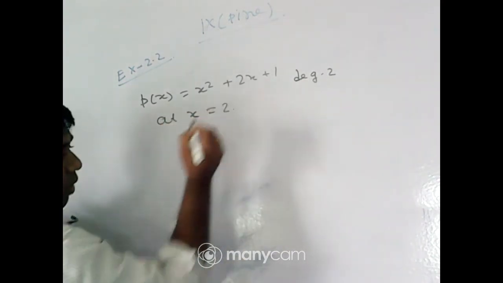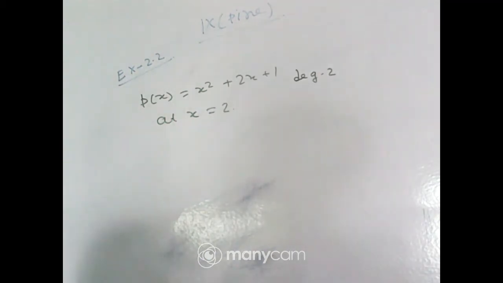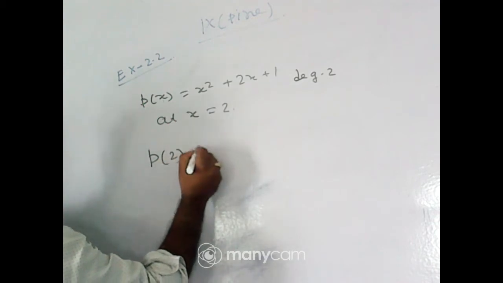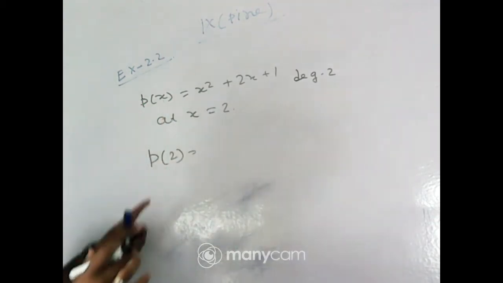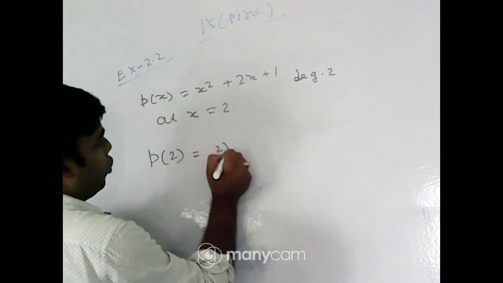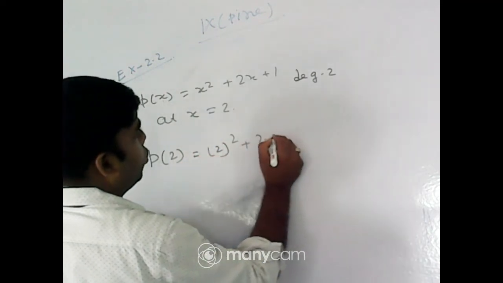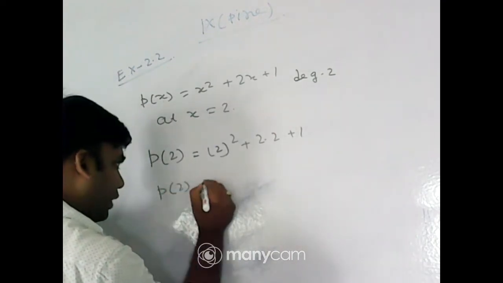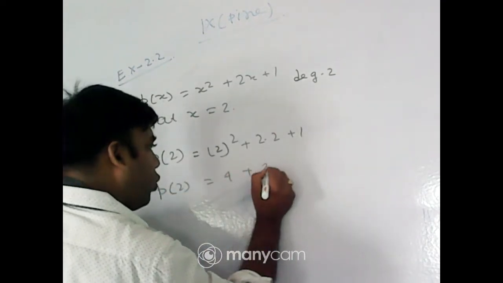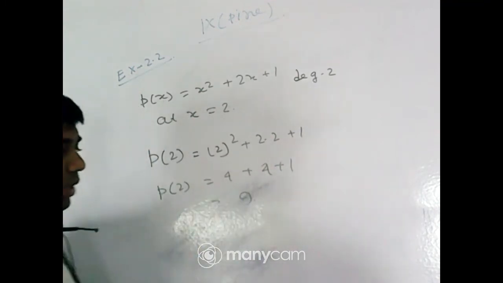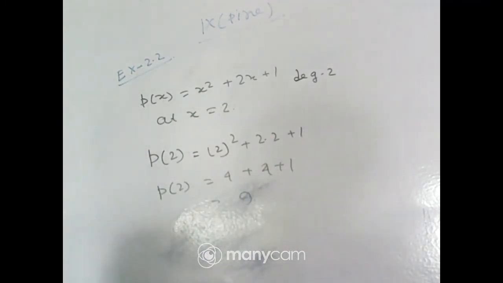at x equal to 2, you will just put 2 in place of x. In the left hand side I have also put 2, and that is 2 square plus 2 into 2 plus 1. P of 2 equals 4 plus 2 2s are 4 plus 1. So, 4 plus 4 is 8, 8 plus 1 is 9. Okay, so 9 is the answer.